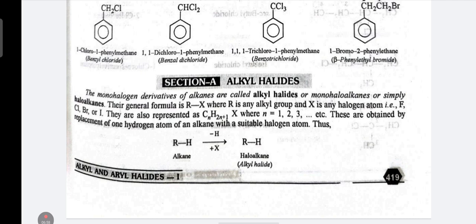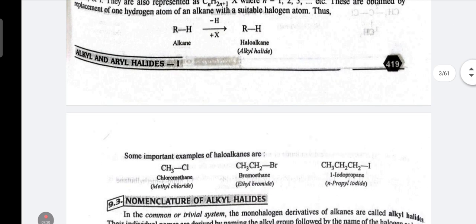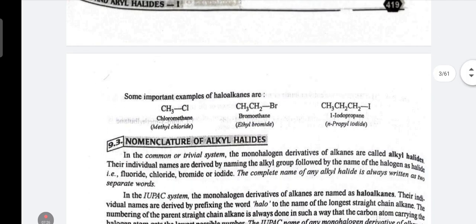They are also represented as CnH2n+1X, where n is equal to 1, 2, 3, etc. These are obtained by the replacement of one hydrogen atom of an alkane with a suitable halogen atom, which is shown in that example RX. There is an addition of a halogen atom and removal of a hydrogen atom.